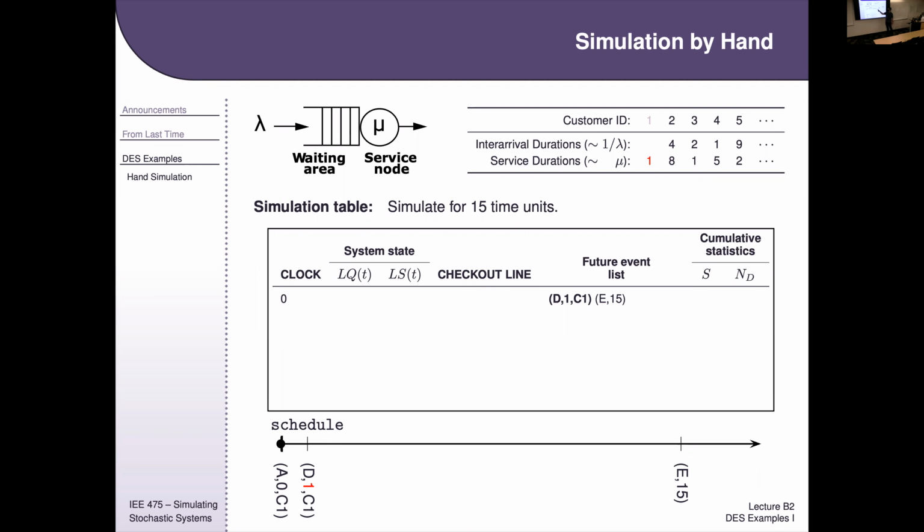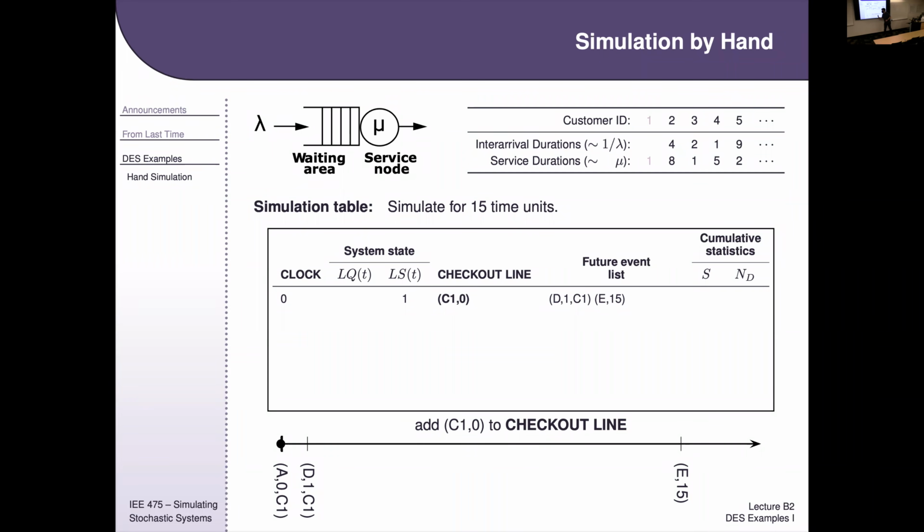So we're going to schedule that departure event in the future event list. That's what we did here. We scheduled that departure event. That 1 is effectively 0, the current time, plus the 1, the service duration up here. All right, now we have to manage all these state variables. Well, we now have 1 customer being serviced at this time. So we increase that from 0 to 1. And customer 1 is in the checkout line, we're adding them to the checkout line.